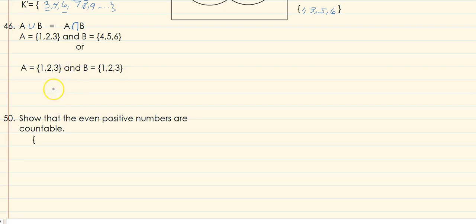So the answer here would be sometimes, when the sets are equal.